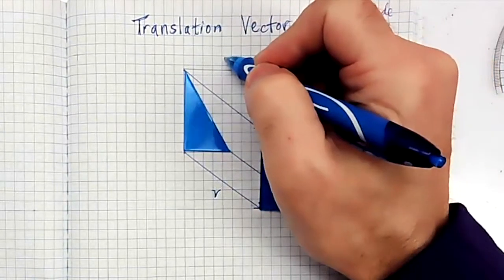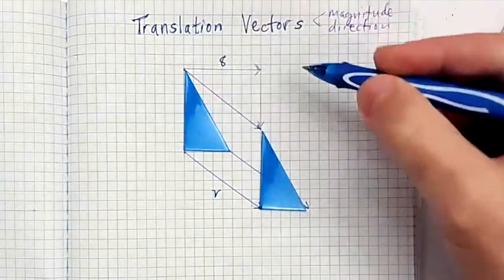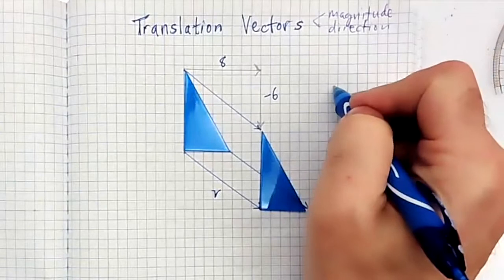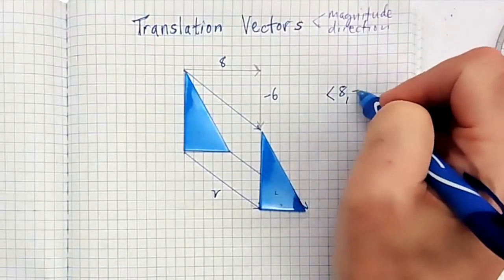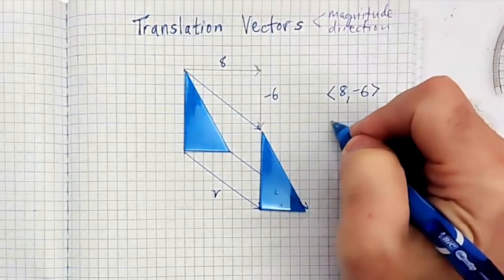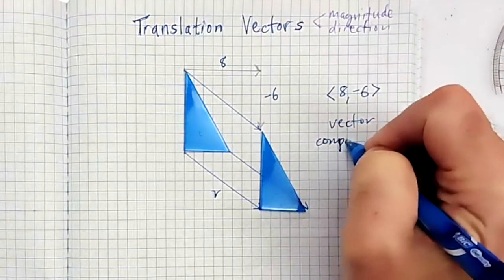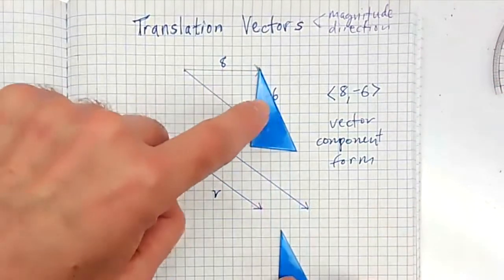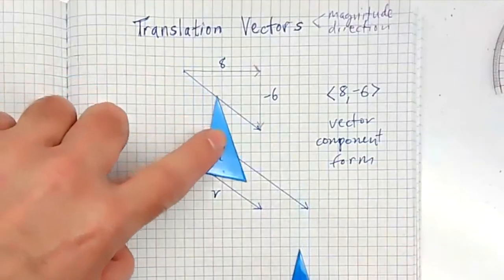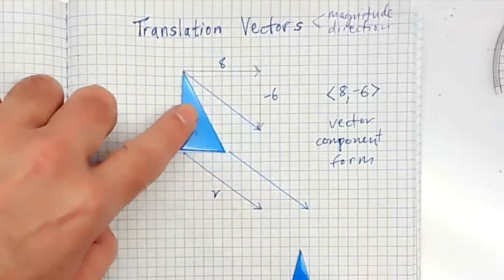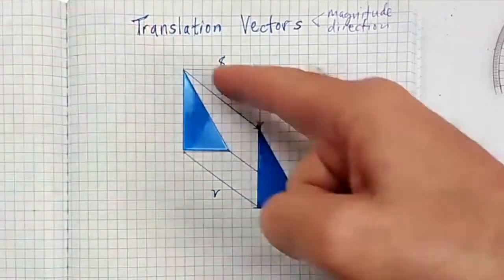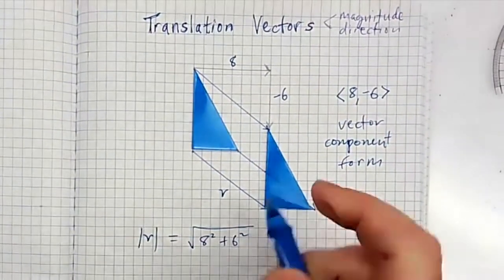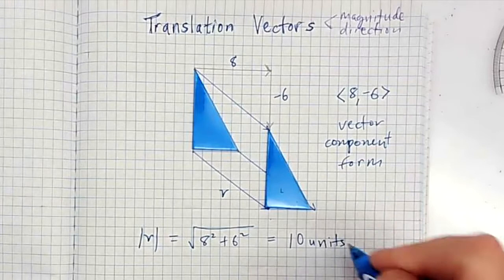In this case, my horizontal component is 8 units to the right, and my vertical component is 6 units down. And we write that as 8, -6, right? And we call this vector component form. This triangle is moving 8 to the right and 6 down. It could just follow the vectors in a diagonal path. We also calculated the magnitude of the vector, which is, we simply use Pythagorean theorem, right? Then that means that the magnitude of this vector is 10 units.